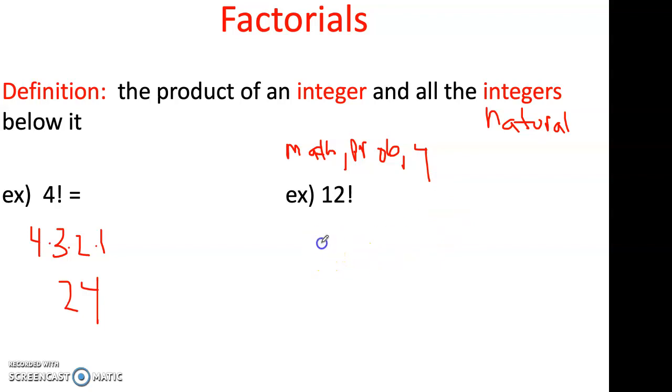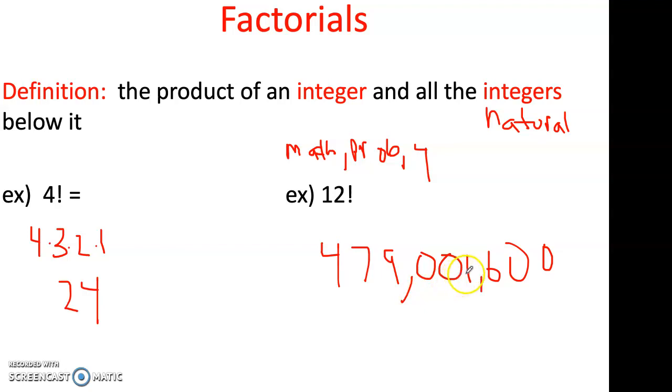Of 4, 7, 9, 0, 0, 1, 6, 0, 0. So in real math terms, once we put the commas in, 479,001,600. Now, we're going to use that in a little bit with the formulas.